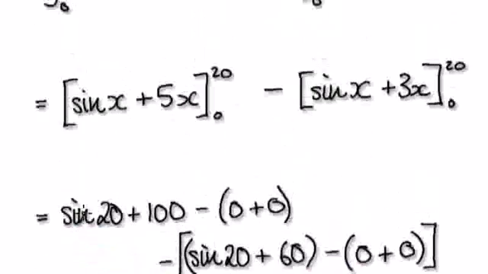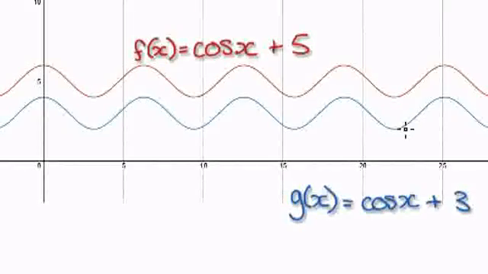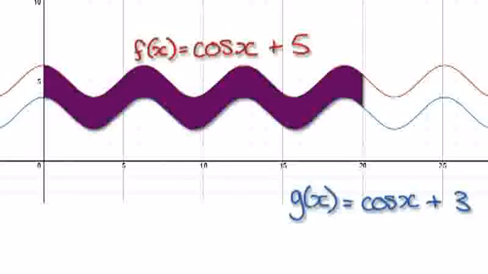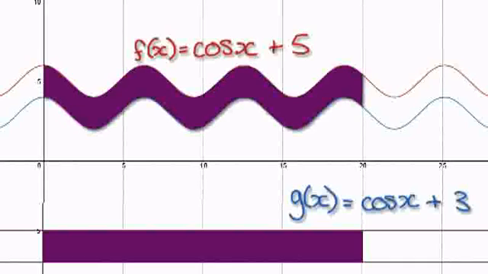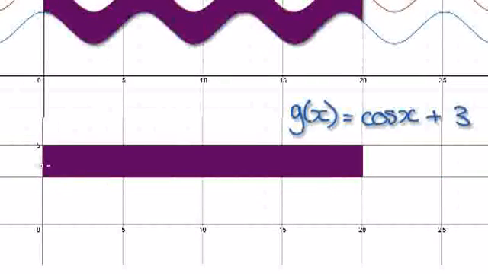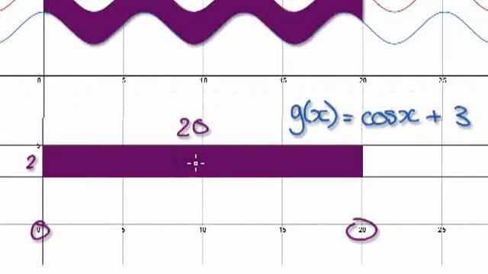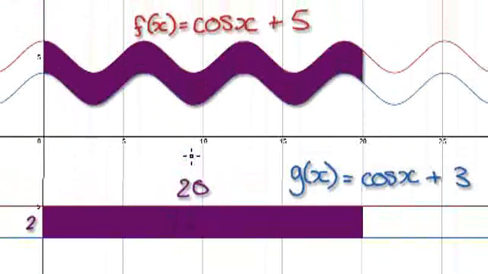So the area of the wave, the purple area here, is 40. And if you look at the area of the straight rectangle, the height is 2 and the width is 20, so the area is also 40. As it turns out, both areas are the same. When you look at it, this one seems a lot bigger than this one, but the two areas are the same.